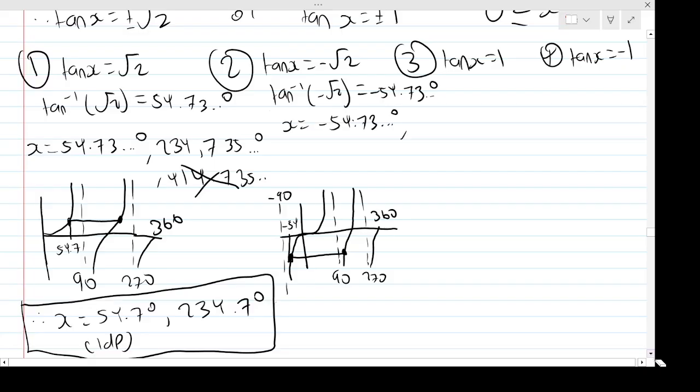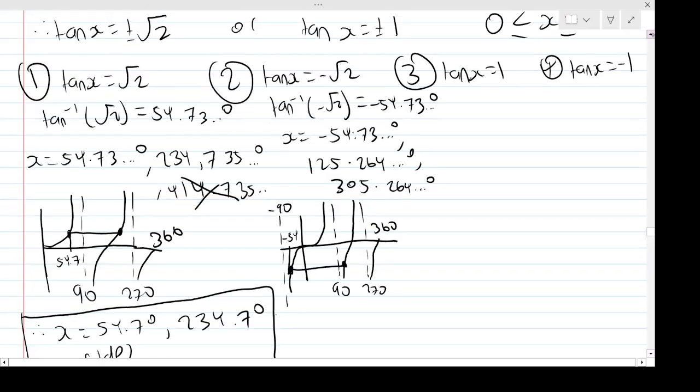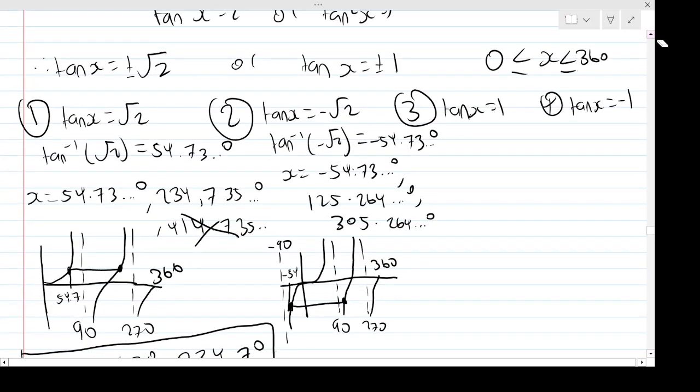So if I add 180 onto this solution here, I get 125.264, and so on. If I add 180 onto this one, to get the next solution, I get 305.264 degrees. And hopefully you spot then, if I add another 180 onto 305, I'd be going over 360. So I need to stop it there. That's my full list of solutions.